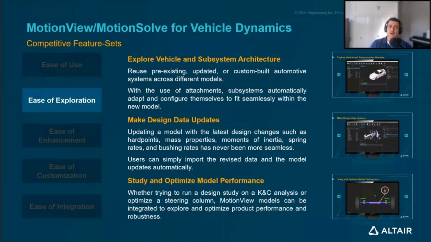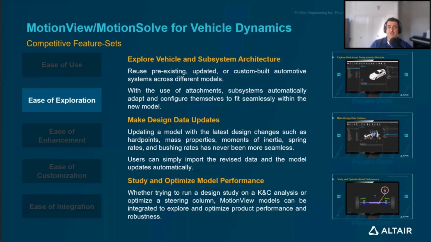You can easily make architectural changes to the model by importing existing subsystems like a front suspension variant that can automatically configure to your model through attachments. So this may be from an example model, or it's a custom subsystem you've created that you now wish to bring into a standard assembly.